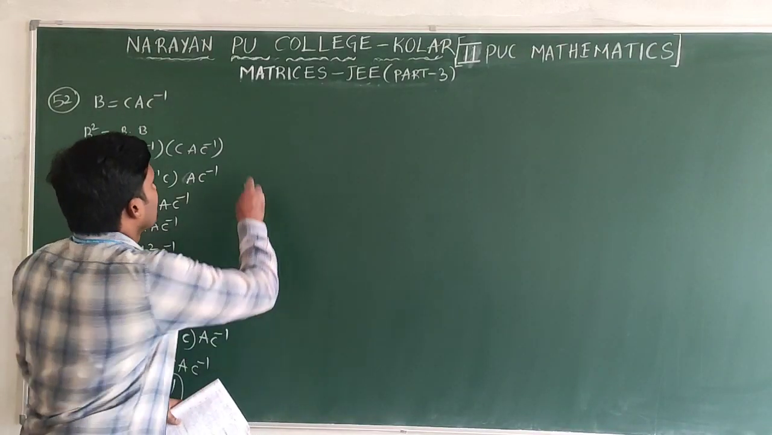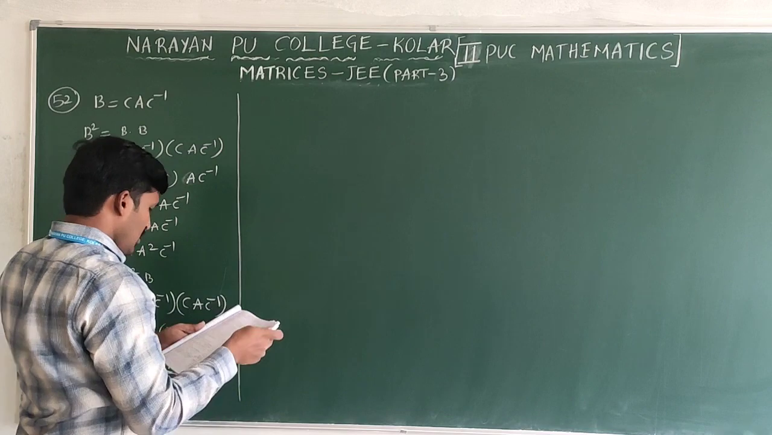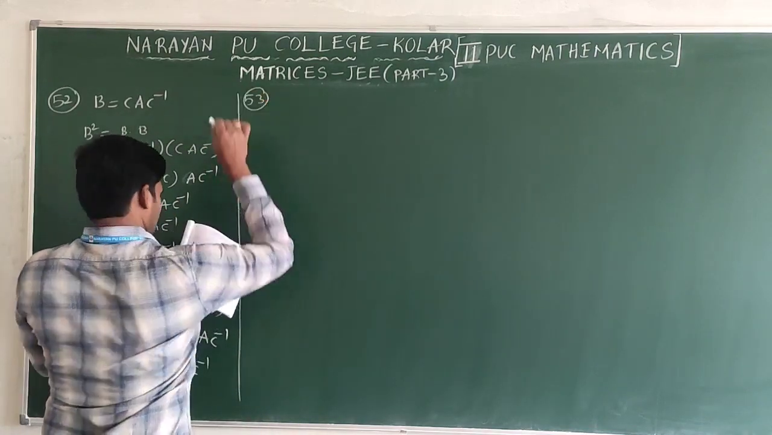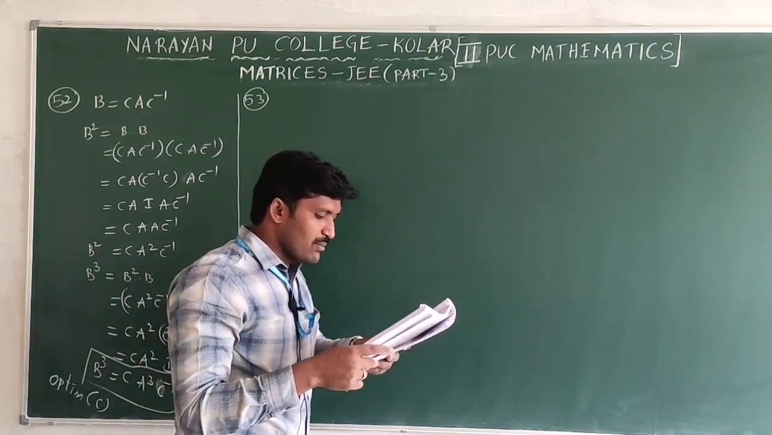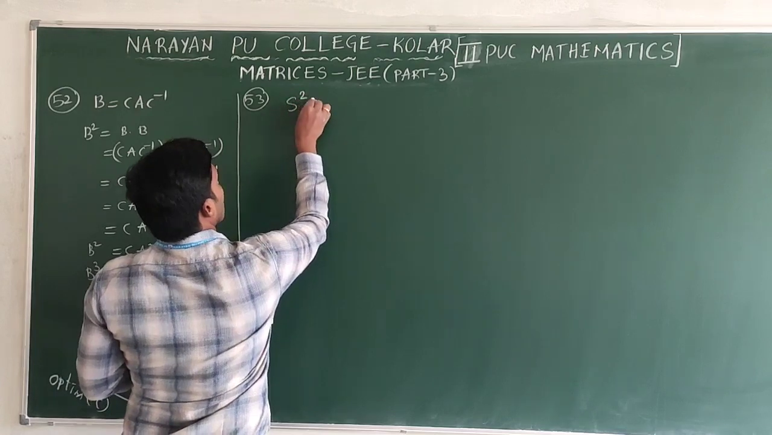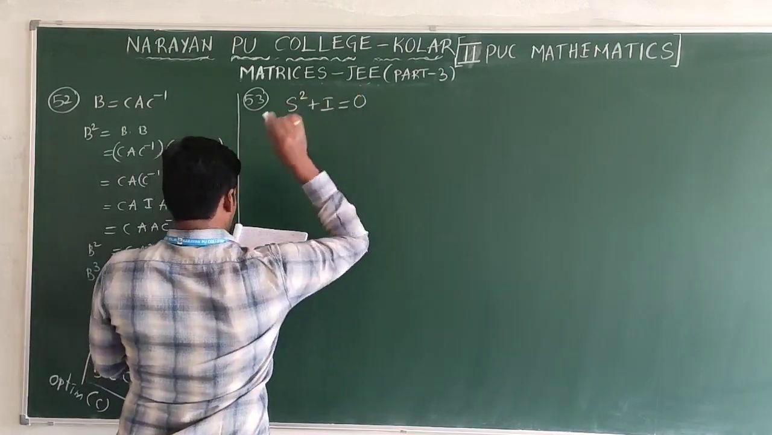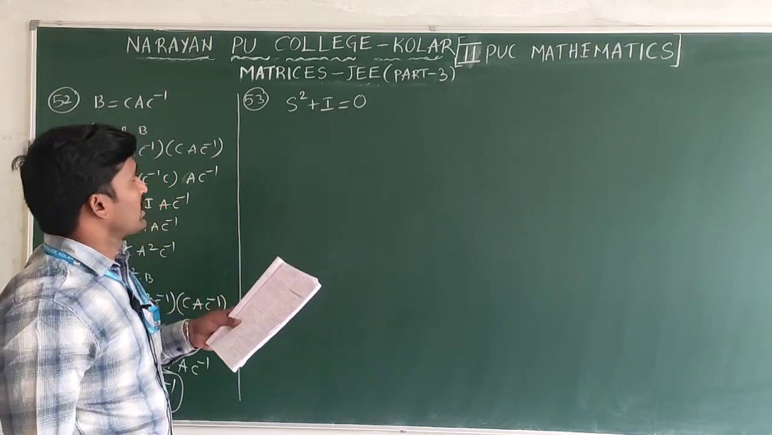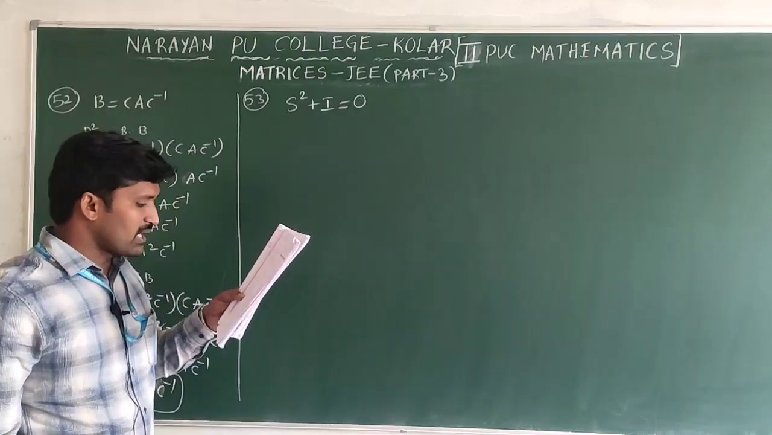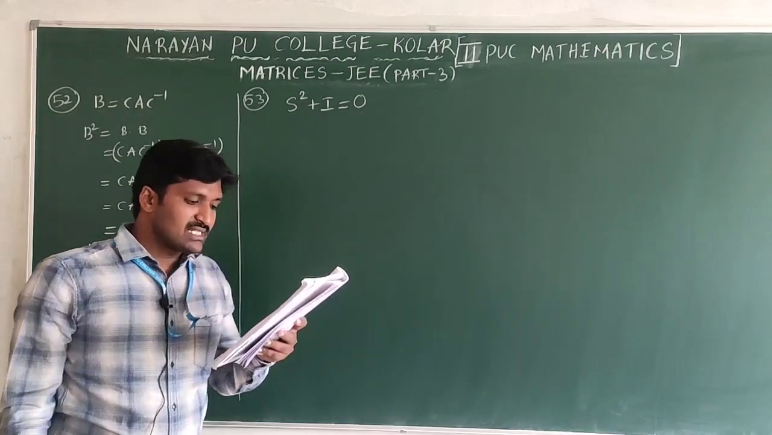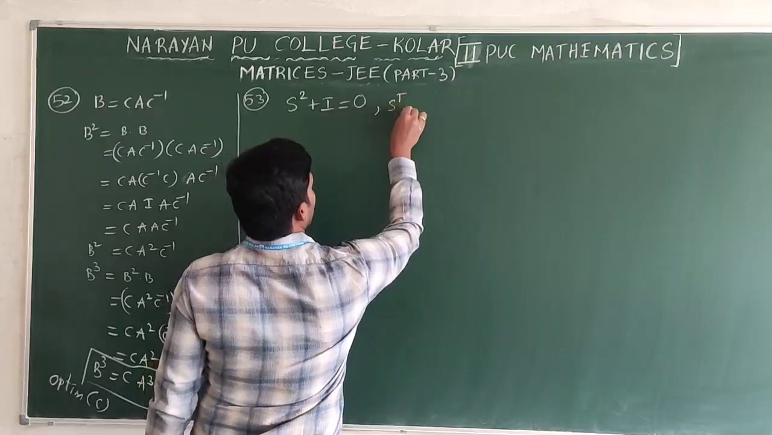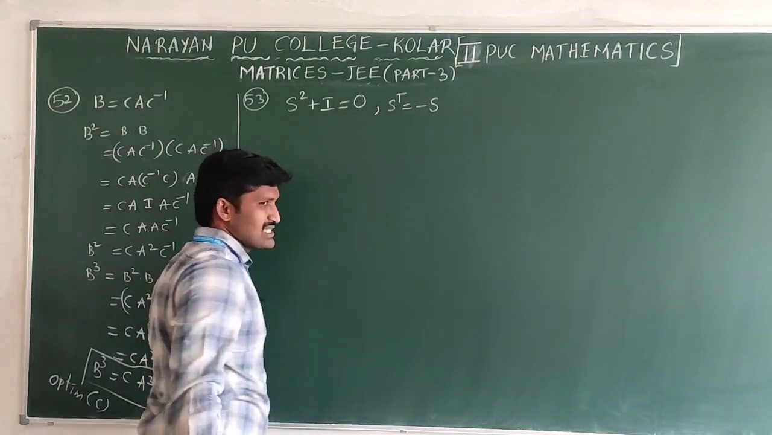Next. Question number 53. Given a skew symmetric matrix S satisfies the relation S square plus I equal to the zero matrix, where I is a unit matrix. Then they are asking which one? S into S transpose. Clearly S is a skew symmetric matrix, so what will we get? S transpose equal to minus S.